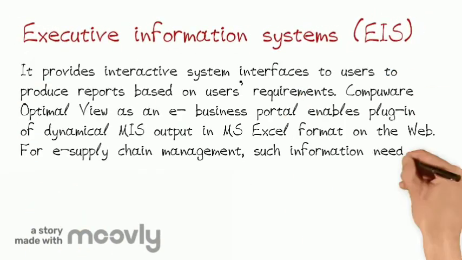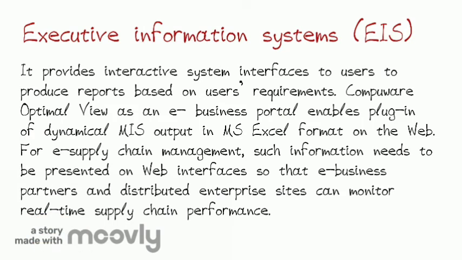Executive Information Systems, EIS, provide interactive system interfaces to users to produce reports based on users' requirements. CompuWare Optimal View as an e-business portal enables plugin of dynamical MIS output in MS Excel format on the web. For e-supply chain management, such information needs to be presented on web interfaces so that e-business partners and distributed enterprise sites can monitor real-time supply chain performance.